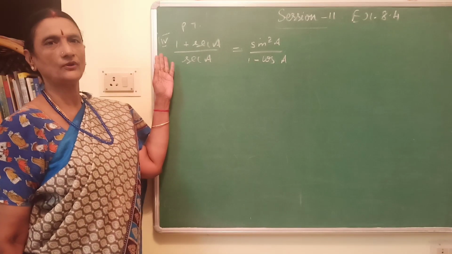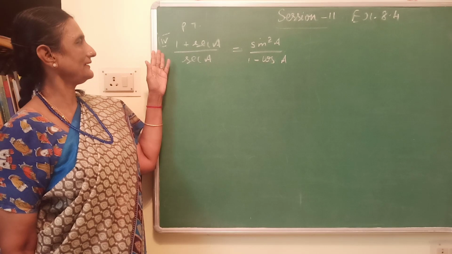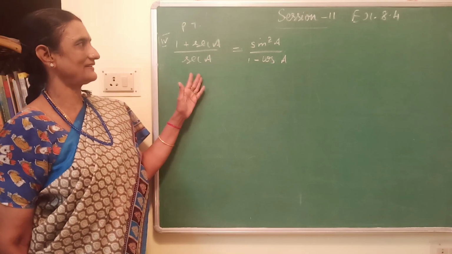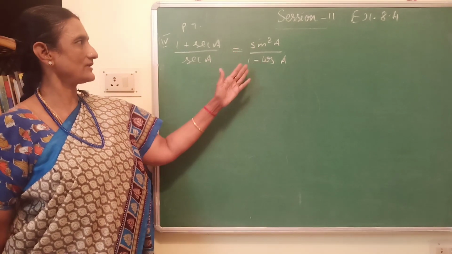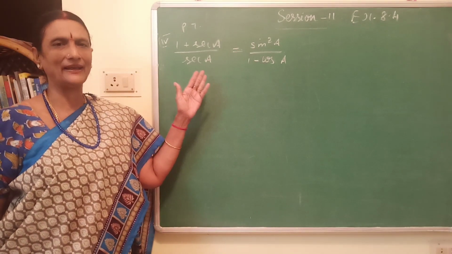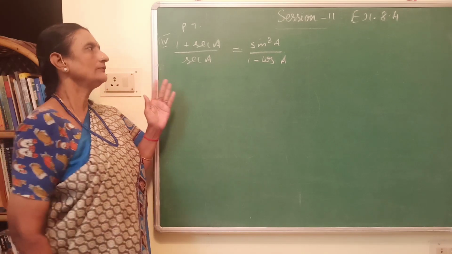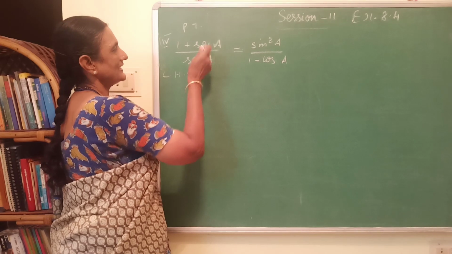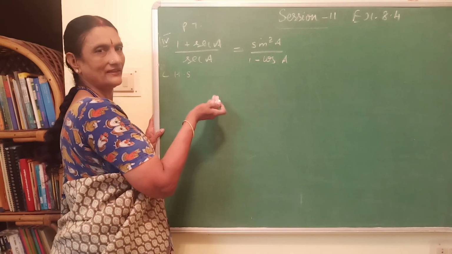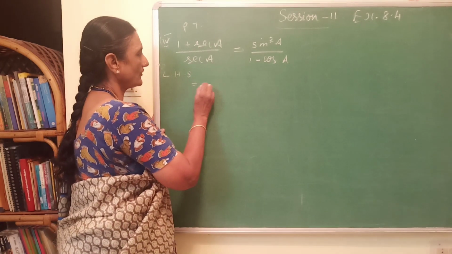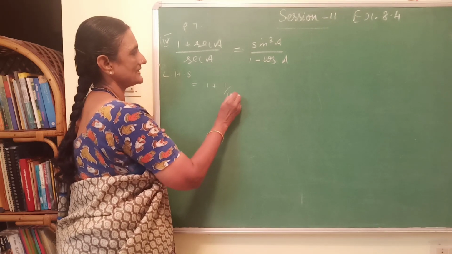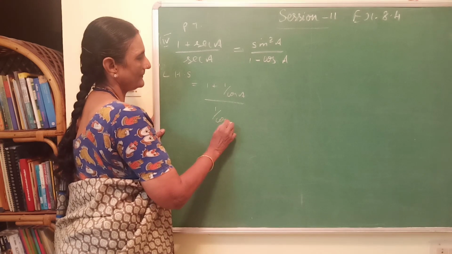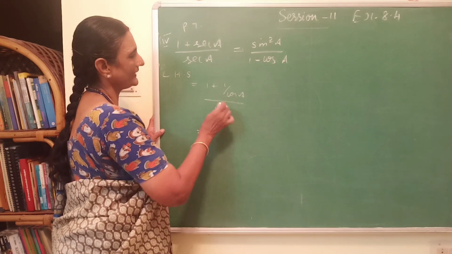We will proceed with the fourth subdivision, children. In the fourth subdivision we have to prove that (1 plus secant A) divided by secant A is equal to sin square A divided by (1 minus cos A). Now here, as usual, we will take the LHS. For secant, we can take it in terms of cos. So if you write it, 1 plus 1 by cos A, divided by secant A, which is 1 by cos A. So what do we get?